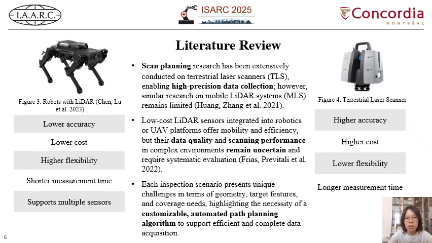Moving on, we did some reviews on robots with LiDARs. We realized that much scan planning research has been extensively conducted on TLS, which is figure 4, enabling high precision data collection, but mobile LiDAR systems remain limited. For this kind of low-cost LiDAR system, since there are many different kinds of LiDAR from different brands, we think that the data quality and scanning performance remain uncertain and require systematic evaluation. That's why, together with this evaluation, we also want to provide a customizable and automated path planning algorithm to support efficient and complete data acquisition.